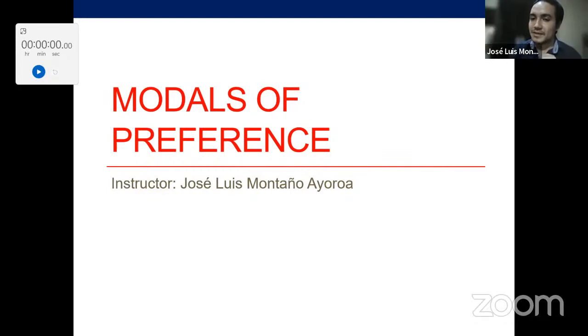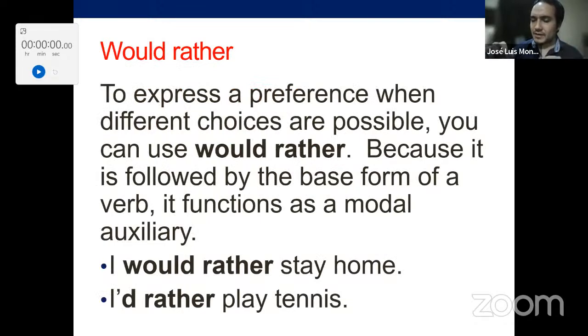Okay, let's have that in mind to cover this one. I believe that we have interesting structures that can be useful because some of these structures, just two or three, can be advanced. It depends how you use them. All right, so it can be interesting. Would rather, let's read this, please. Okay. To express a preference when different choices are possible, you can use would rather because it is followed by the base form of a verb.